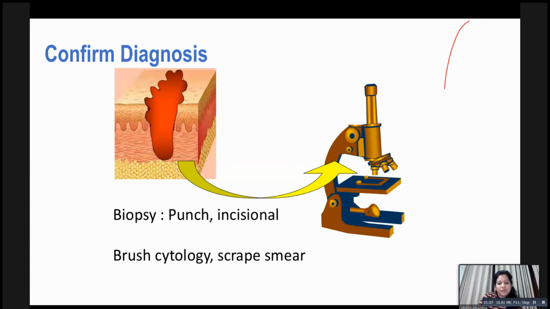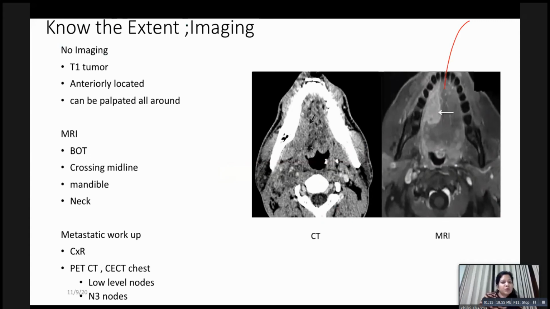In today's era, there is no role for brush cytology and scrape smear because they have a high incidence of false positive and false negative. The next step is to know the true extent of the tumor by doing imaging. It is needed in the majority of the cases. Rarely, if the tumor is very small, T1, anteriorly located, and you can put your finger all around and palpate it nicely in the clinic, then probably you may not require any imaging for the primary. Otherwise, in all other cases, you must do imaging for the tongue.